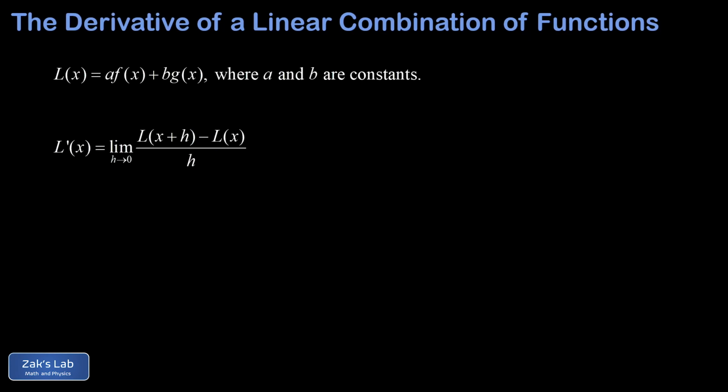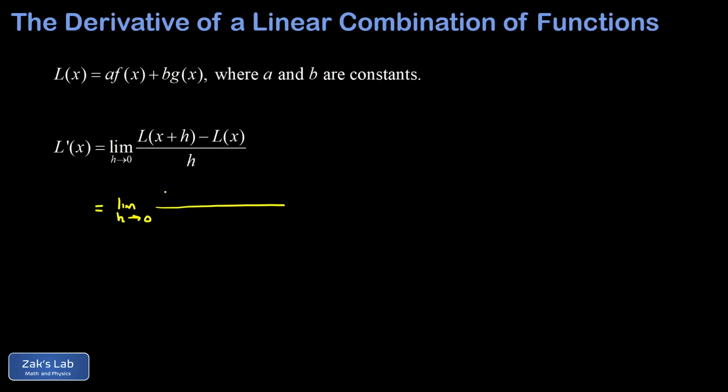So to figure out how derivatives work over linear combinations, we have to go back to the limit definition of the derivative. So L prime of x, in other words, the derivative of the linear combination, is the limit as h goes to 0 of L of x plus h minus L of x, all divided by h. And I'll post a link at the top to the video where I first derived this limit definition of the derivative.